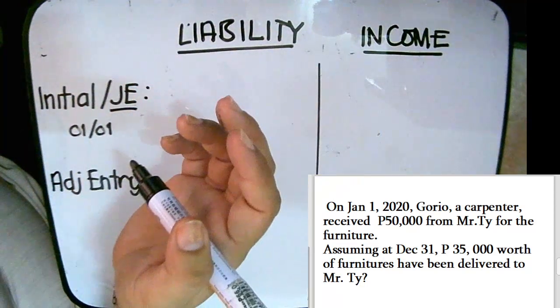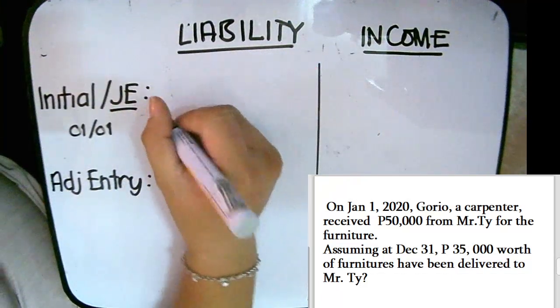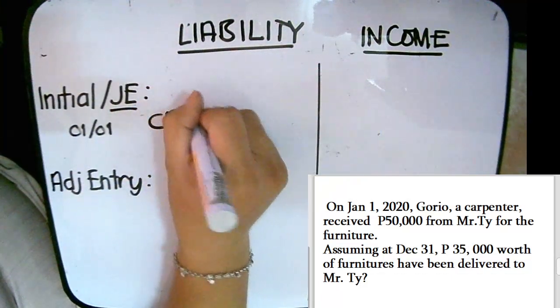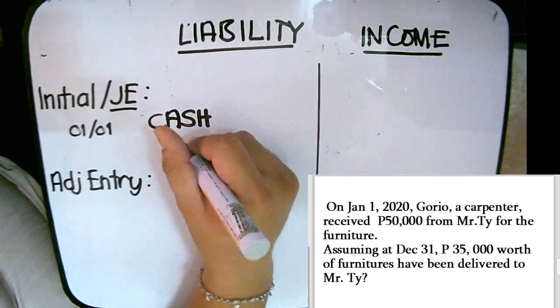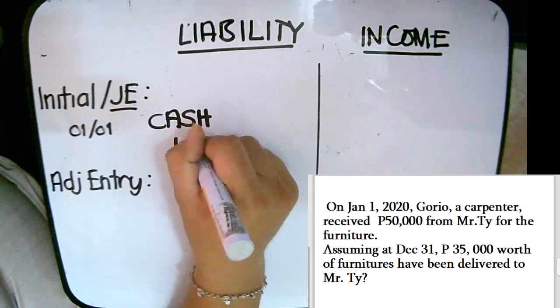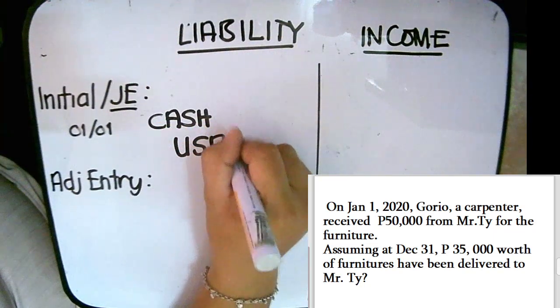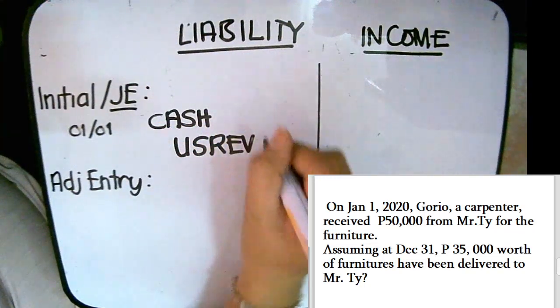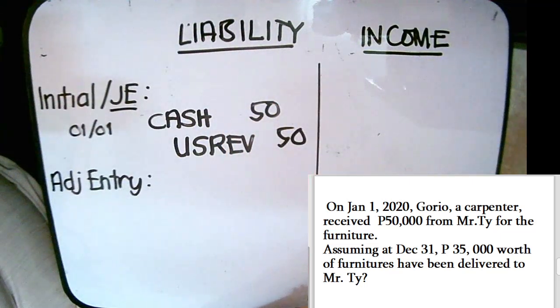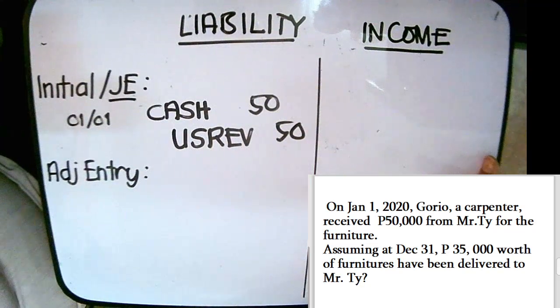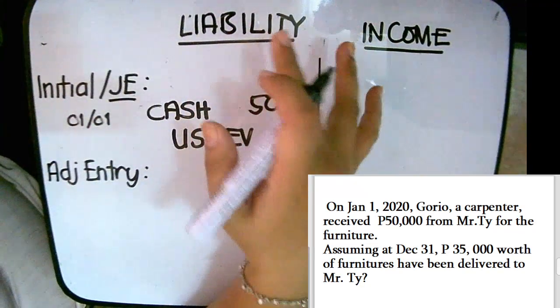Under liability method, ito yung normal na ginagawa. We debit cash and then we credit a liability account. So, ang gagamitin nating account title is unearned service revenue in the amount of 50,000. So, that is the entry for the transaction under liability method.